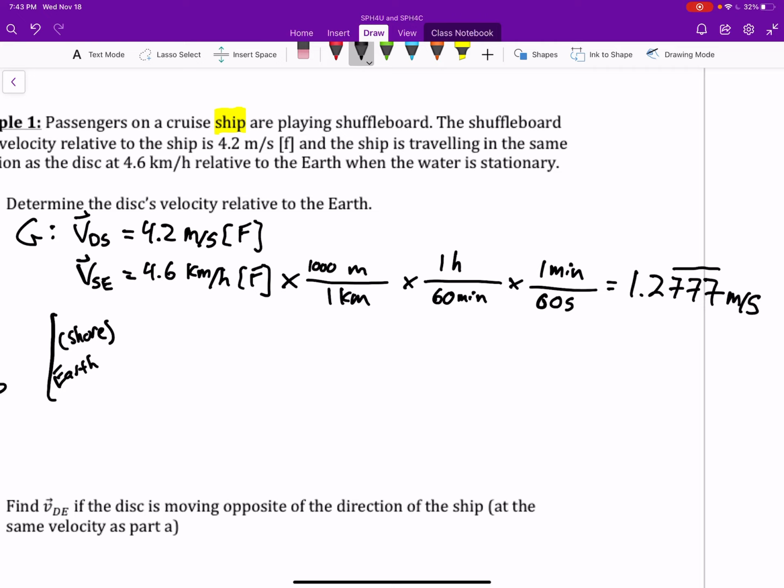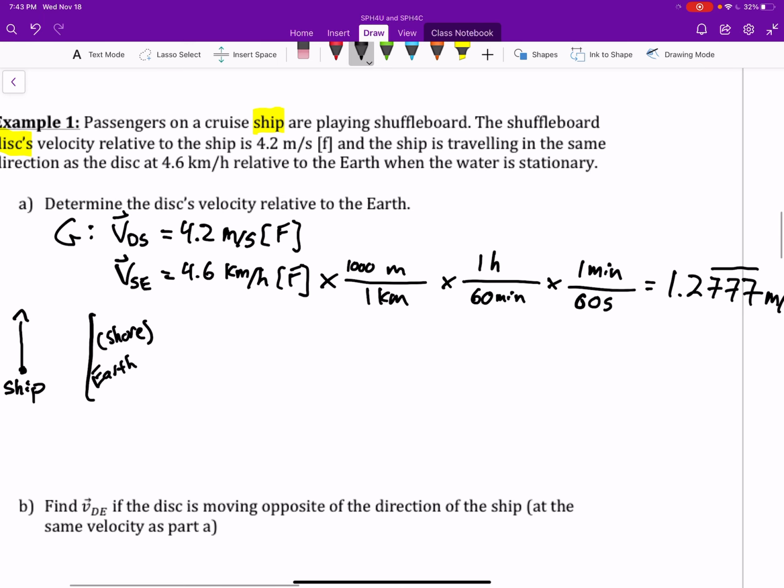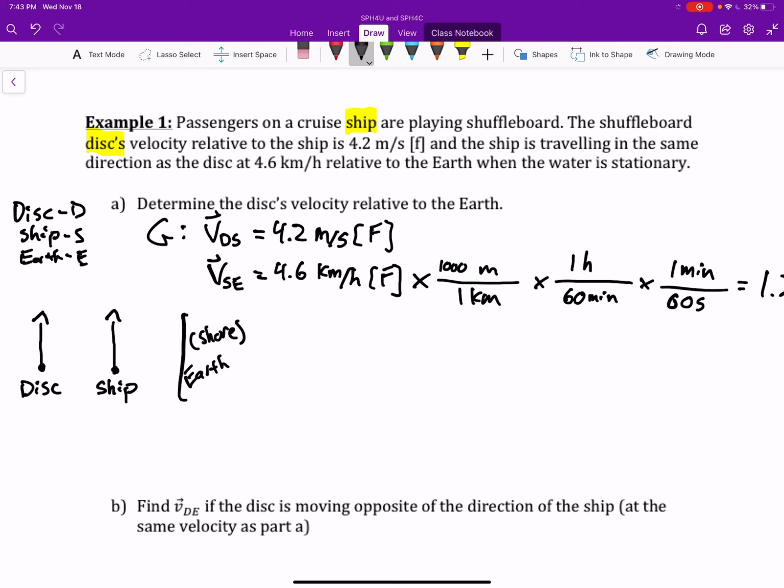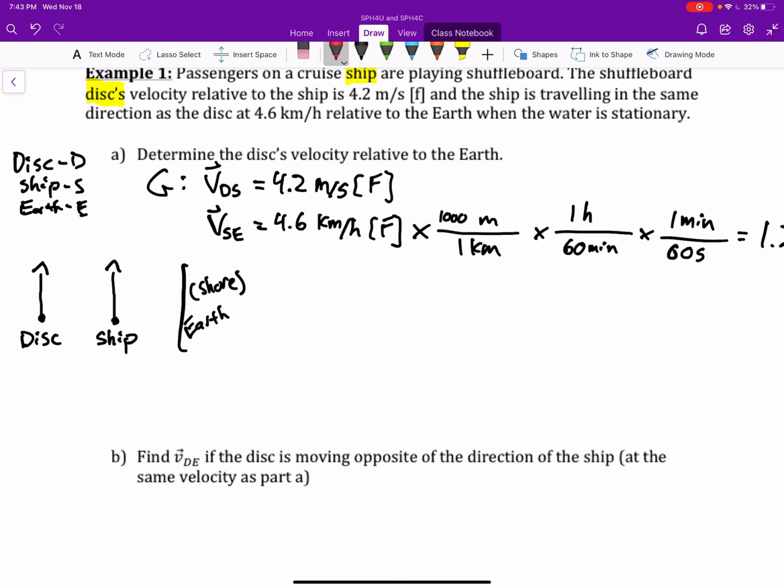Desired units, or at least the same units as the other part of the question. That's all that's given to us in this question. What we are looking for is the disk's velocity relative to the Earth. So we're looking for the velocity of the disk relative to the Earth.